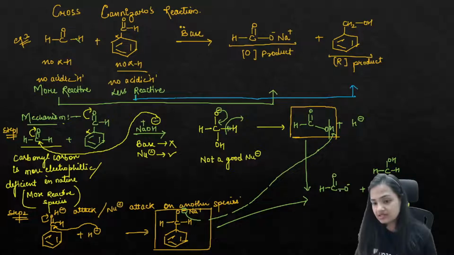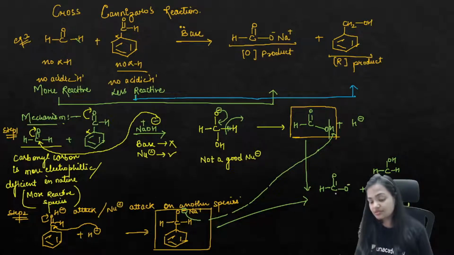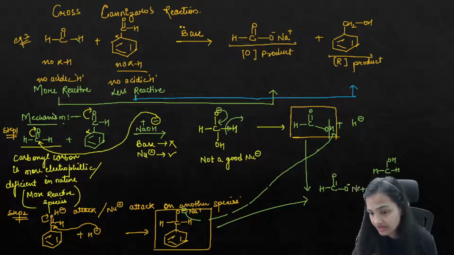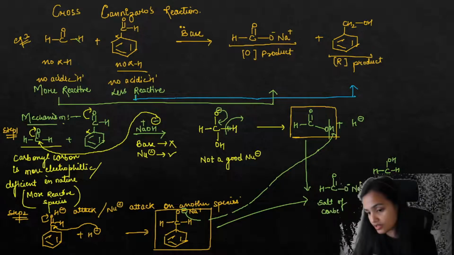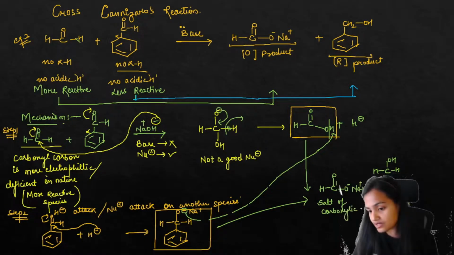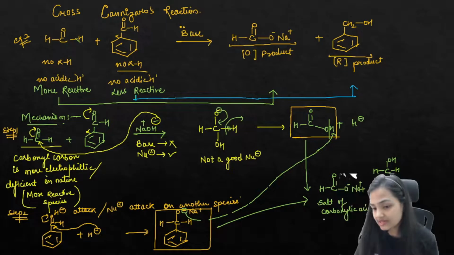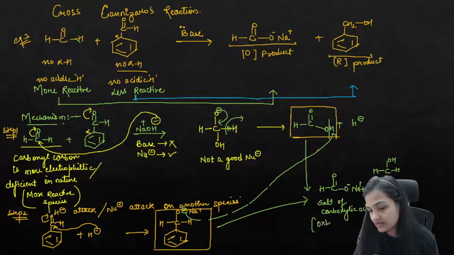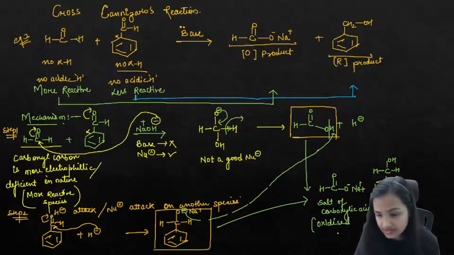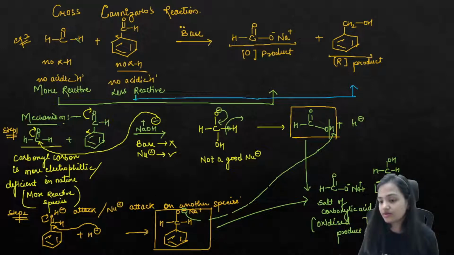And this part will become HCOO negative. The one which was more reactive has become HCOO negative and Na positive. That is the salt of carboxylic acid. Ultimately, we can say that this is the oxidized product. Is this clear to everyone? And this is the reduced product.